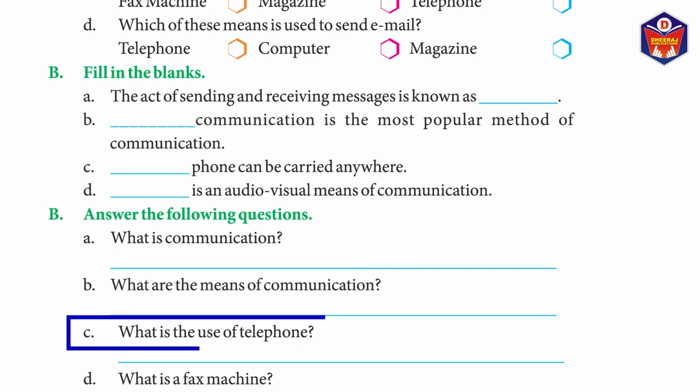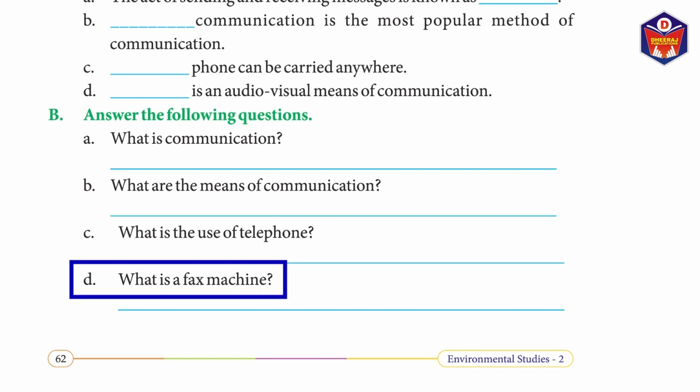C. What is the use of telephone? Answer: with the help of the telephone, we can talk to others at far off places. This is the fastest means of communication. D. What is fax machine? Answer: fax machine sends and receives printed messages along telephone wires.